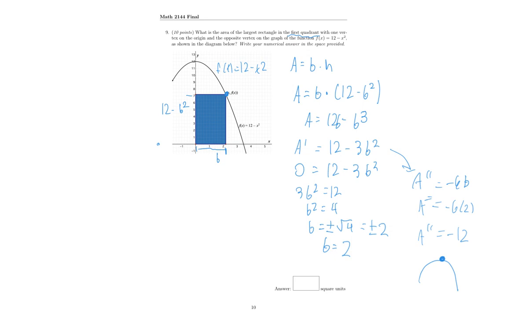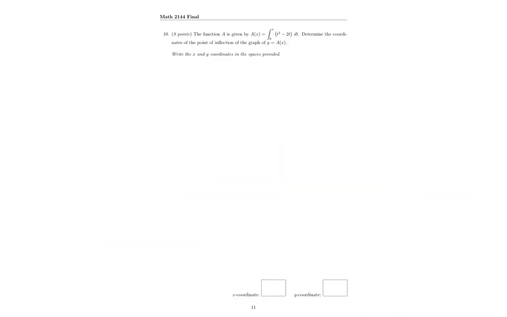So to find what the actual area is, well, I'll take that area equation we made. So 12 times 2 minus 2 cubed. So that's 24 minus 8, and that's going to be 16. So the area will be 16 square units.